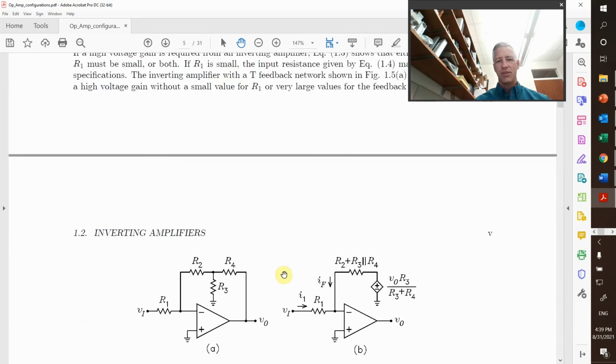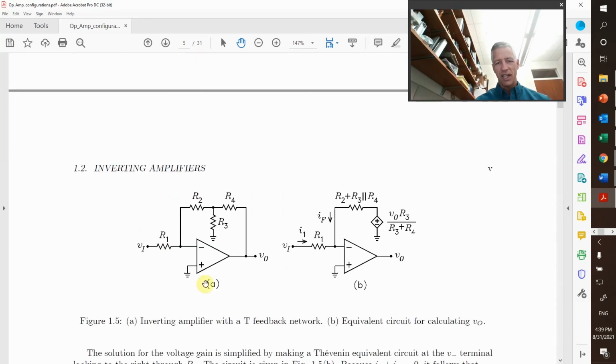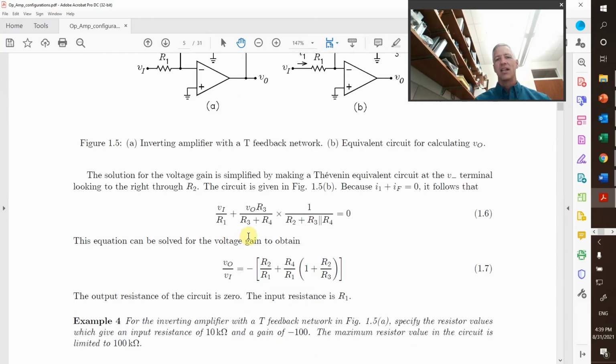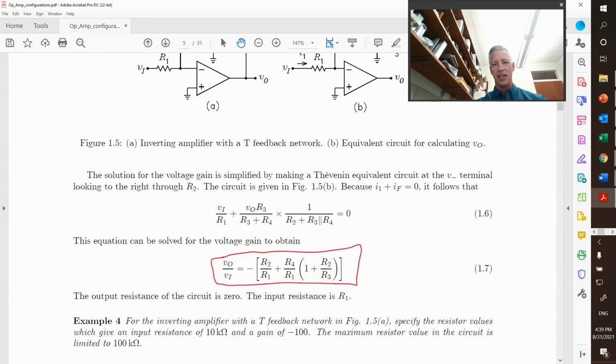So now we have this circuit here, which is inverting amplifier with what's called a T network. And here is the gain equation right here, and the input impedance is R1. So the advantage of this configuration is that you can change the relative input impedance relative to the gain, and so you get more flexibility.